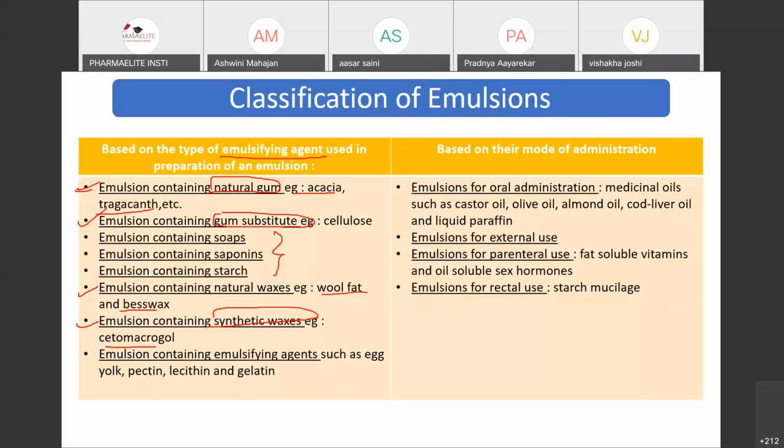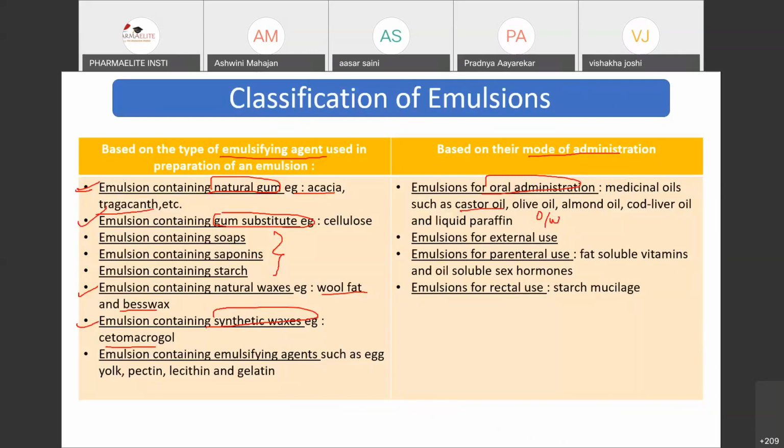That was about your emulsions on the basis of different criteria based on different emulsifying agents which are being used. On the other hand, when we talk about your emulsions on the basis of mode of administration, I told you initially about mode of administration. If it's for oral administration, you can have your different oils which would be the internal phase. So it will be an oil in water emulsion where your oils would be occupying an internal phase and your waters would be having an external phase. That's how they will be different. Your oils will be an internal phase, your water would be an external phase.